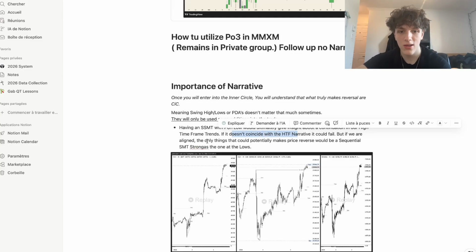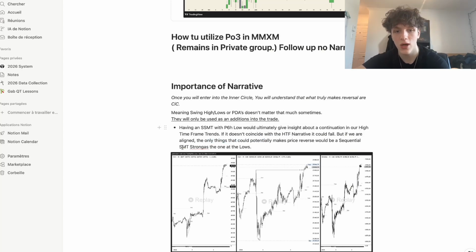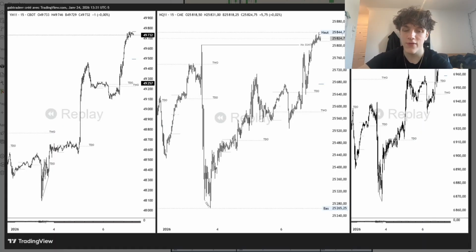But if we are aligned, the only thing that could potentially make price reverse will be a sequential SMT as strong as the one at the lows. This could take like 10 to 15 minutes to talk about, but I think doing your own study about that could be better. So I took this example right there. Price was in a bullish trend, 100%. The narrative was bullish. NQ formed a cracking correlation at the low with the previous 6-hour low.